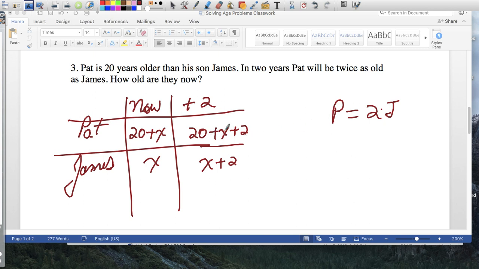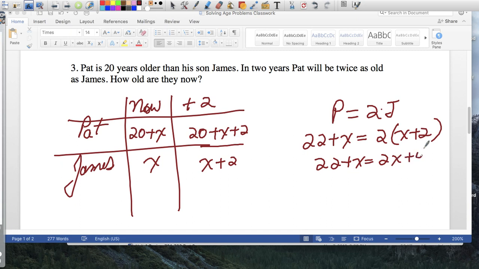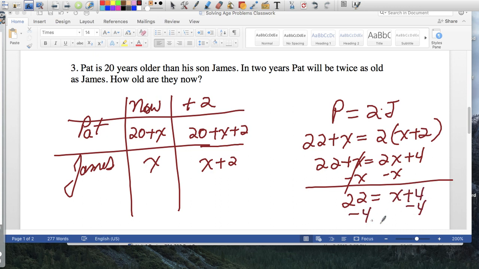Let's substitute. So over here, instead of writing 20 plus x plus 2, I'm just going to write 22 plus x. And Pat is 2 times the age of James, which is x plus 2. We got 22 plus x equals 2x plus 4, distributive property. Let's get rid of this x. These go bye-bye. I'm left over with 22. This is x plus 4, minus 4 on each side. And we get that our value of x equals 18.